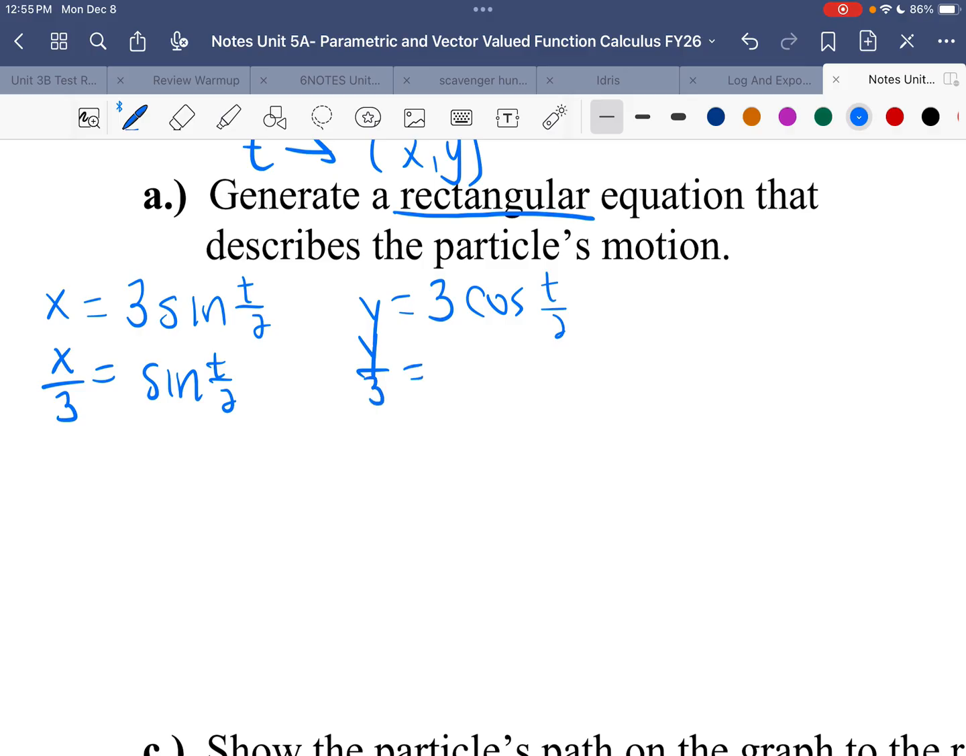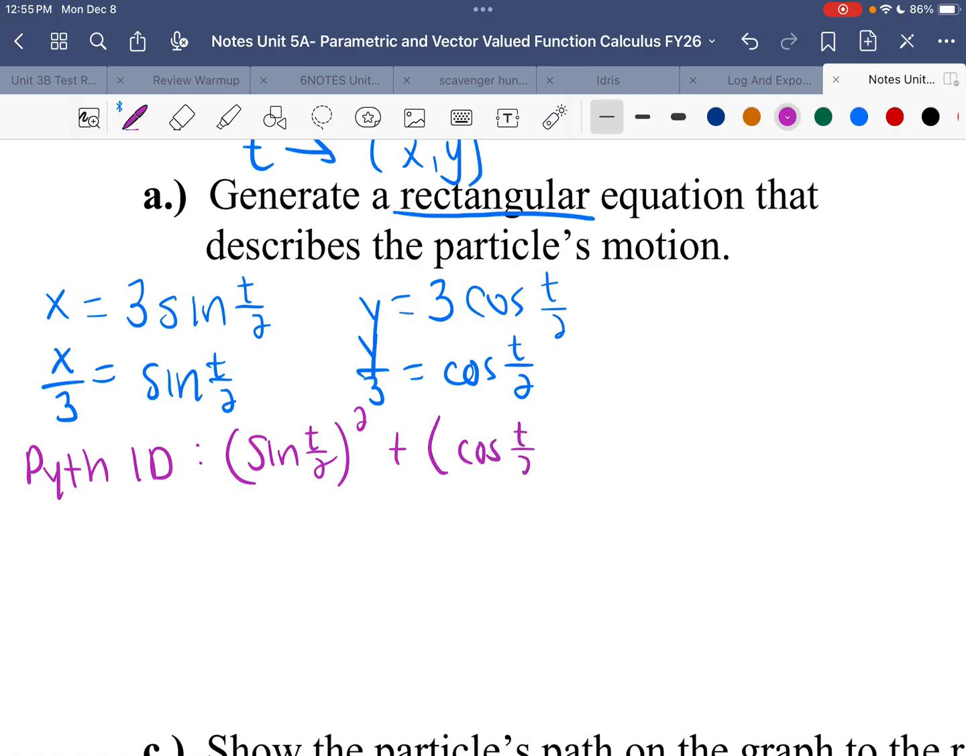Dividing both sides by 3. Whenever you see sines and cosines together, it's probably a good idea to use the Pythagorean identity and say sine t over 2 squared plus cosine t over 2 squared. What does sine squared plus cosine squared equal? 1. And sine is equal to x over 3. Cosine is equal to y over 3. You can substitute those values in.